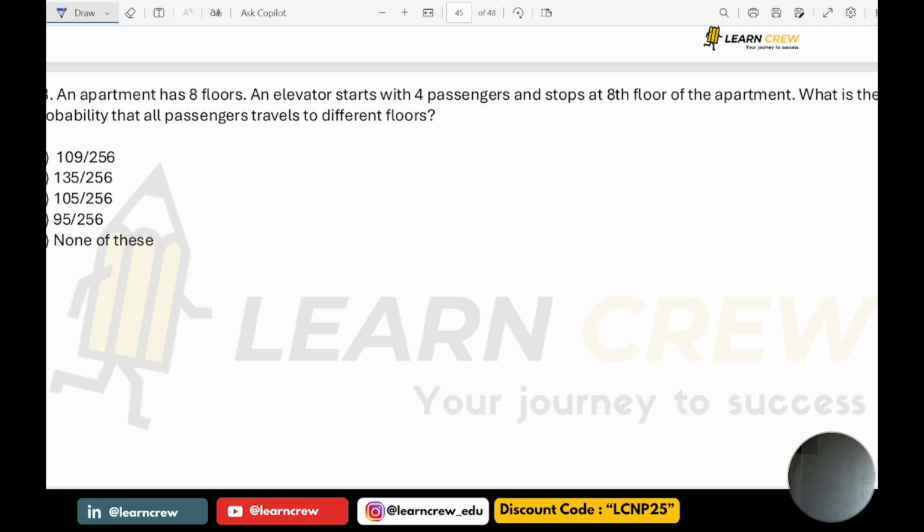Total outcomes are 8 power 4. Favorable outcomes: the first person has 8 choices. After that, the second person has 7 choices. The third person has 6 choices, and the fourth person has 5 choices. Divided by the total number of outcomes, 8 power 4, it is nothing but 105 by 256. So the answer is option 3.